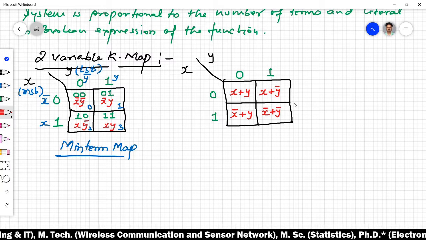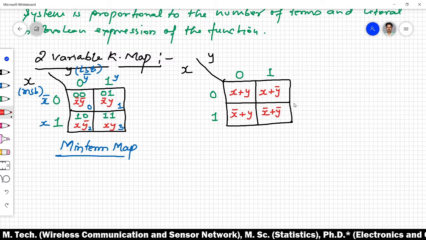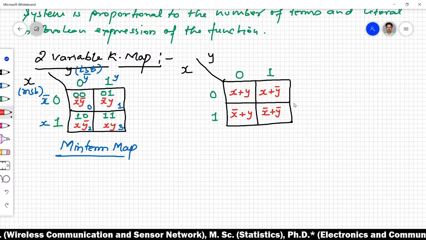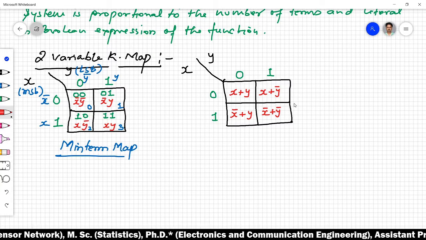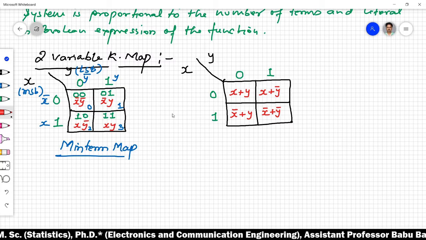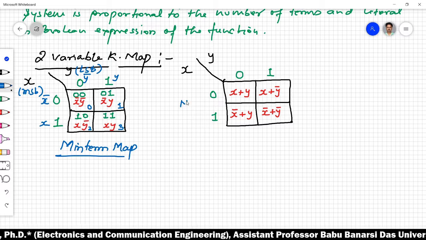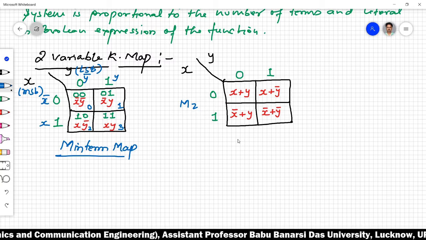This is because, as we discussed in the earlier lectures, in the max term representation 0 is represented by its non-complemented form, while 1 is represented by the complemented form, and the terms are joined by the OR operation. Okay, so this is the max term map.